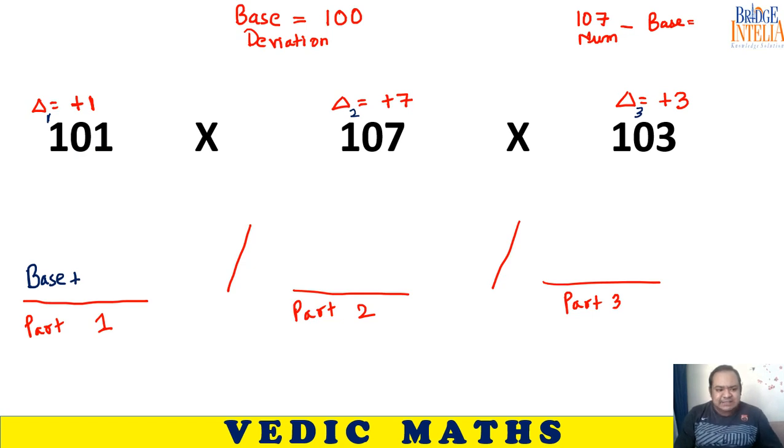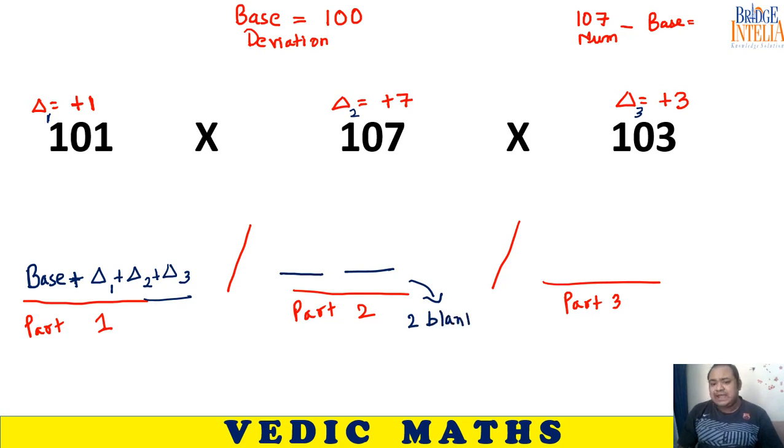So in the first blank space, what you have to write is base plus first deviation plus second deviation plus third deviation. This is how you will fill the first blank space. In the middle part, what do you have to write? The middle part will have two blank spaces. Why two blank spaces? Why not three? Why not four? Because the base is 100, and base has two zeros. That's why here you have to fill two blank spaces. Similarly, part 3 will also have two blank spaces.